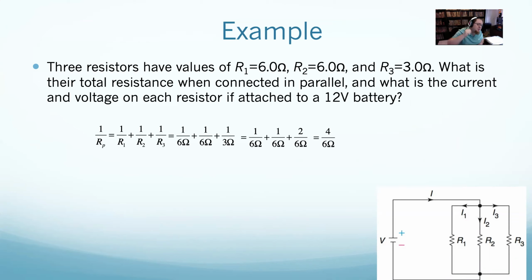That is not the equivalent resistance, though. That's 1 divided by the equivalent resistance. 1 divided by RP is 4 over 6. If I invert both sides, I'll just flip it. That means RP is 6 over 4, which is equal to 1.5 ohms. And so when you hook up these resistors, the 6 ohm, the 6 ohm, and the 3 ohm, this is as if I had just one resistor with a resistance value of 1.5 ohms.